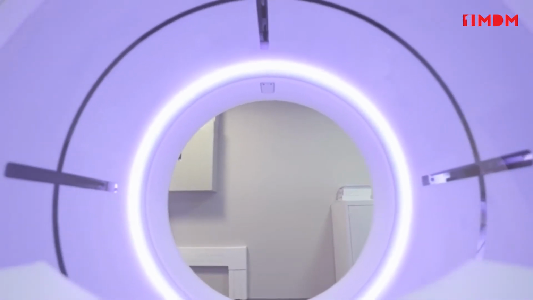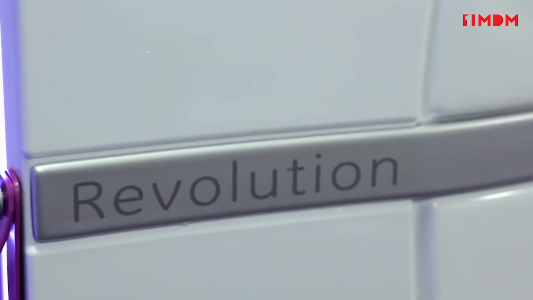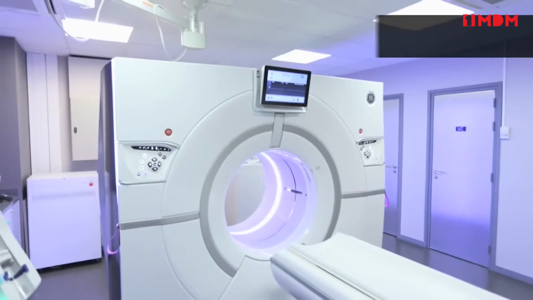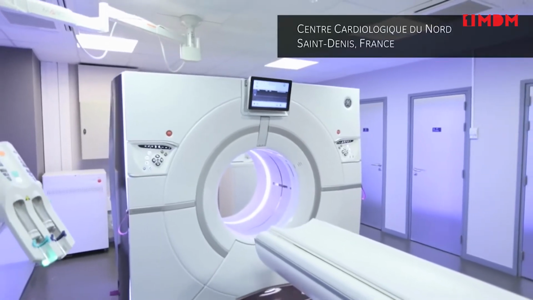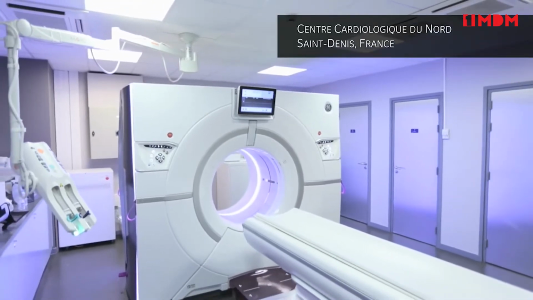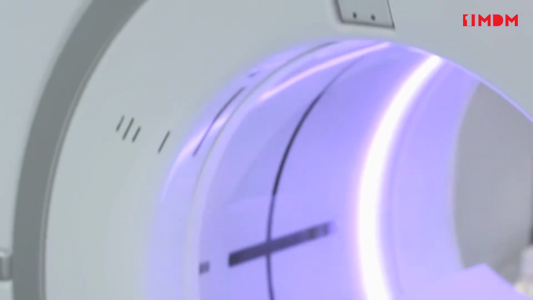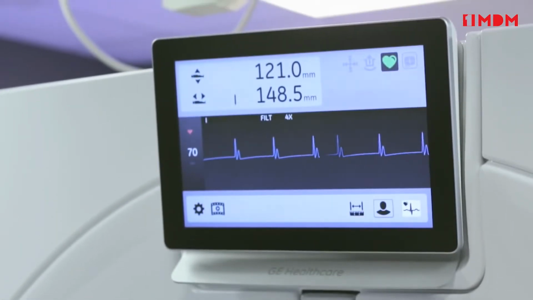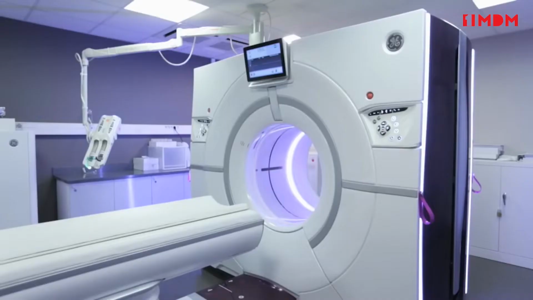Revolution CT is a breakthrough that puts in your hands uncompromised technology, coverage, spatial resolution, temporal resolution, and dose performance, all in one CT. In cardiac imaging, you can use Revolution CT to acquire one-beat, motion-free coronary images at any heart rate, even for your most challenging patients.